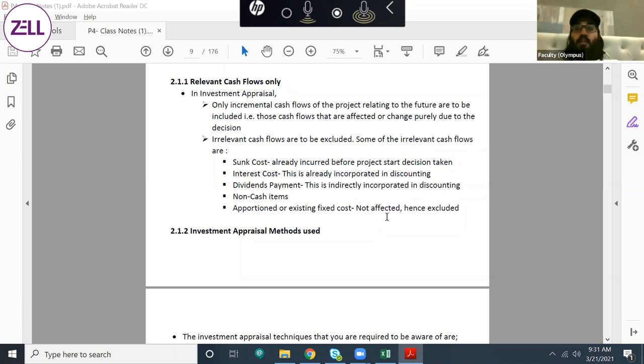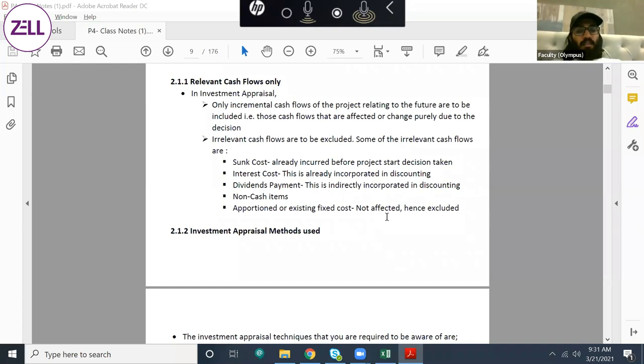What are irrelevant cash flows? We'll look into sunk cost. Can you give me an example of sunk cost? It is nothing but a historic cost which is already incurred. An example of the nature of such cost? As already stated, research and development will be one. Yes, guys, research and development is one of the sunk costs because those costs are already gone.